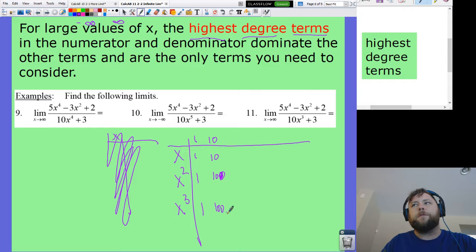Okay, you see there's a big difference here, right? What if you plugged in 1,000? Well, this becomes 1,000, this becomes 1,000,000, and this becomes 1,000,000,000.